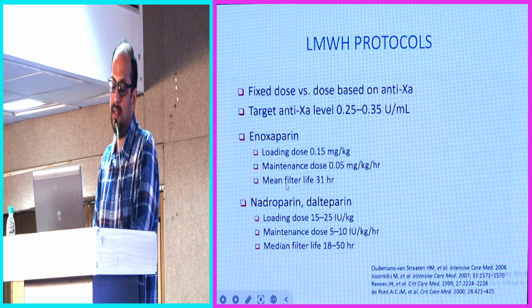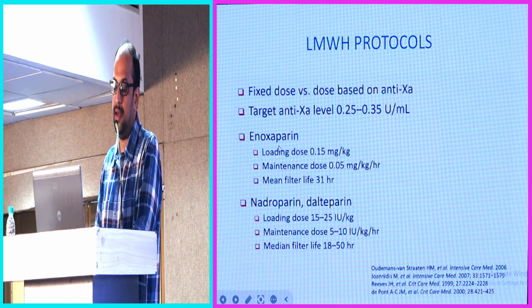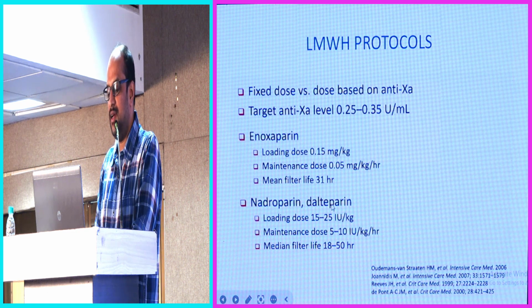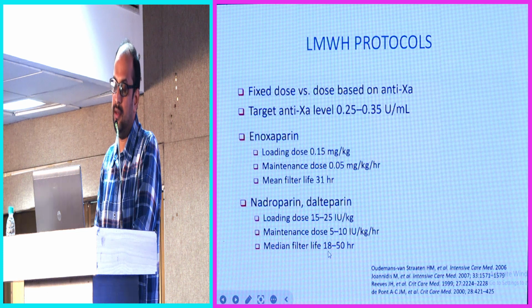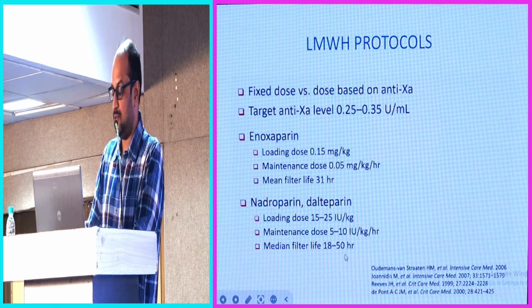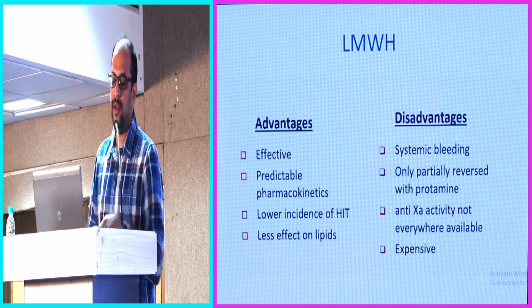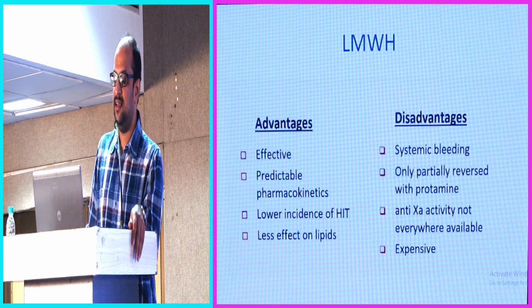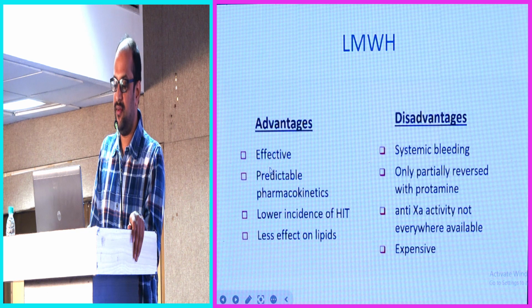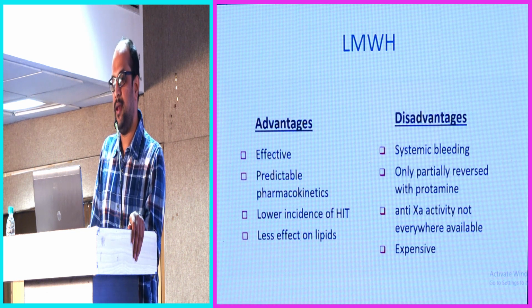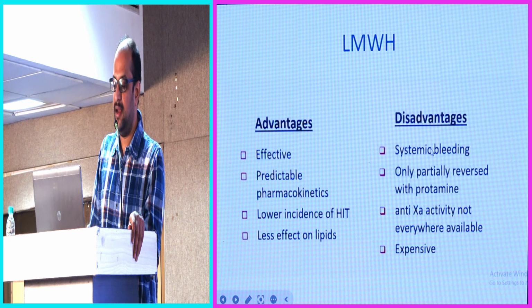The data shows that the mean filter life with enoxaparin is almost 30 hours, and with dalteparin it is variable. However, it has been documented that the filter life has been prolonged to 50 hours also. So coming to the advantages and disadvantages. Advantages, we know it is quite effective, and it has predictable pharmacokinetics, lower incidence of heparin-induced thrombocytopenia, less effect on lipids. But it has some disadvantages like systemic bleeding, and it is only partially reversed with protamine.